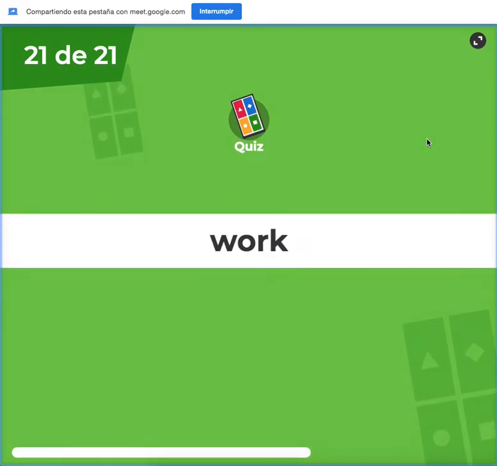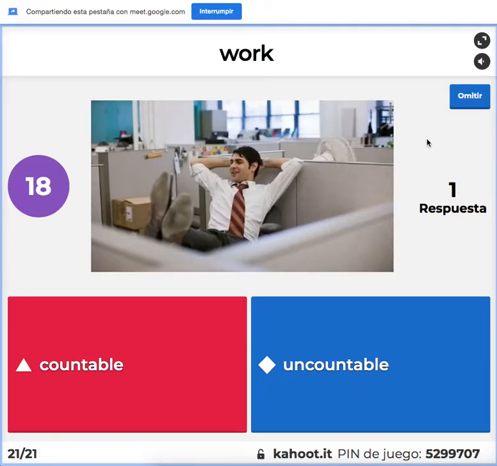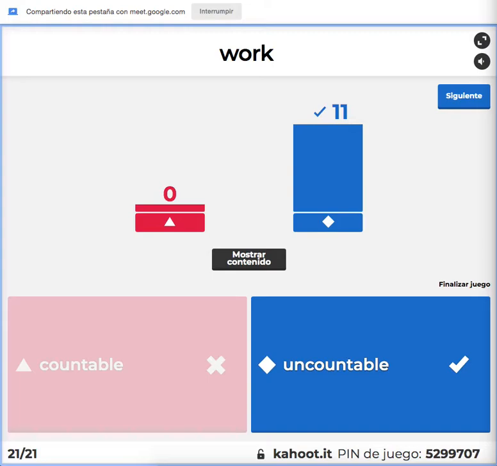I know you are going to do it great. Work. Think about work. Countable or uncountable? Perfect. Oh my God. Everybody said uncountable. Great. Job. Oh my God. I am going to cry. Okay, so uncountable. Perfect.